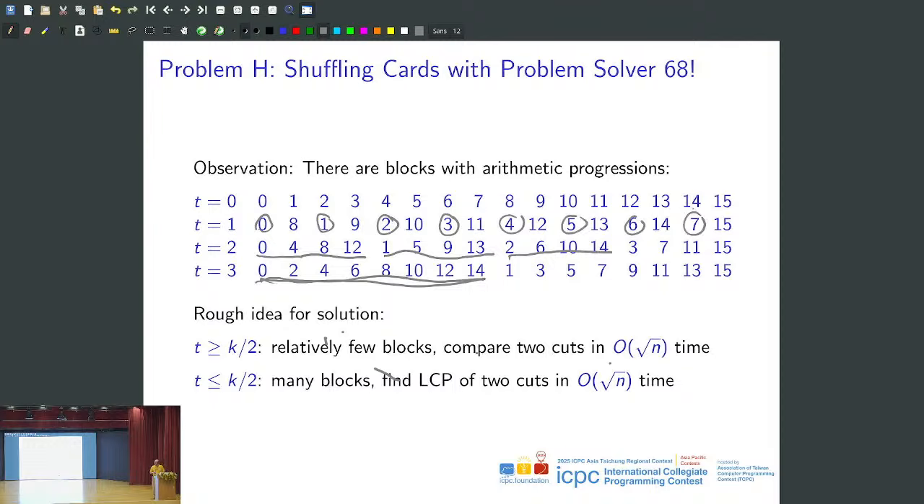And using them you can find the LCPs of two cuts quite efficiently, and then use this to compare. And actually, there is even a better solution. If you use this approach, the running time would be n to the 3/2, which is fast enough. But there's actually also a solution which takes only n log n. And all this uses suffix trees or suffix arrays.